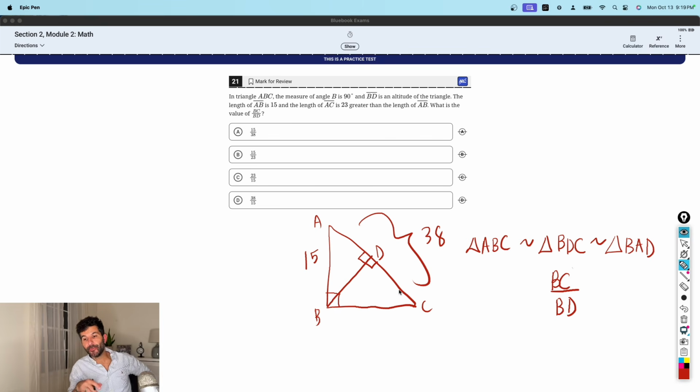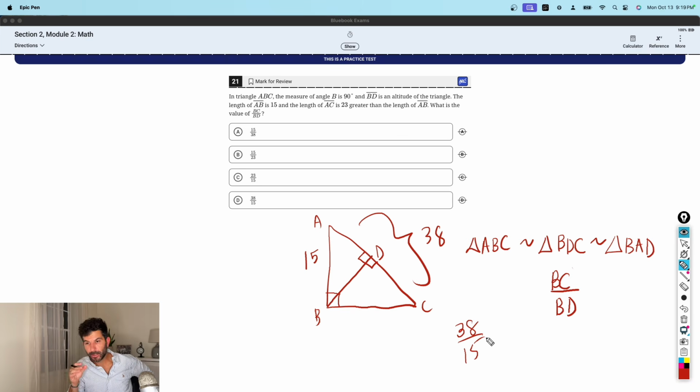We're looking at any ratio of a leg to its hypotenuse in this context is going to be 15 over 38. Now in this case, because BC plays the role of the hypotenuse in this smaller triangle BDC, and BD plays the role of the leg, then we're going to go with the hypotenuse over the leg, which in this case would be 38 over 15.